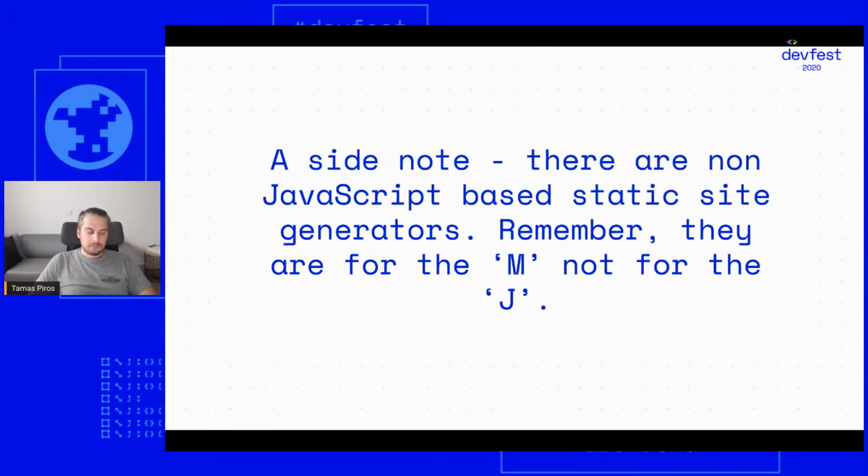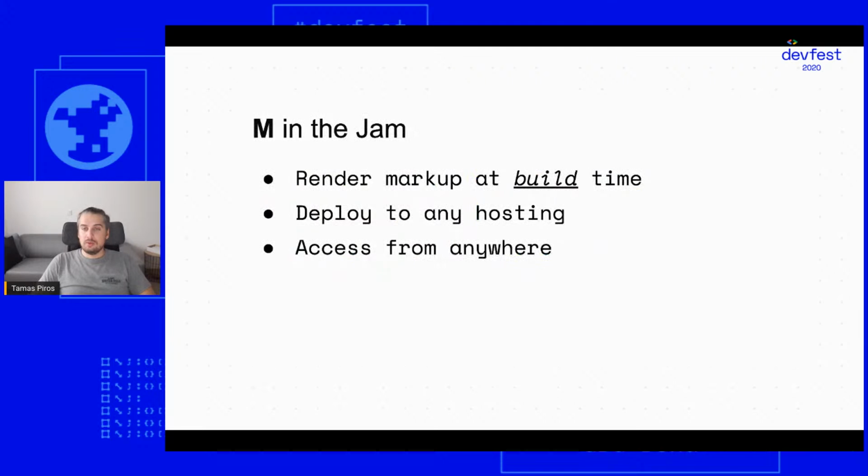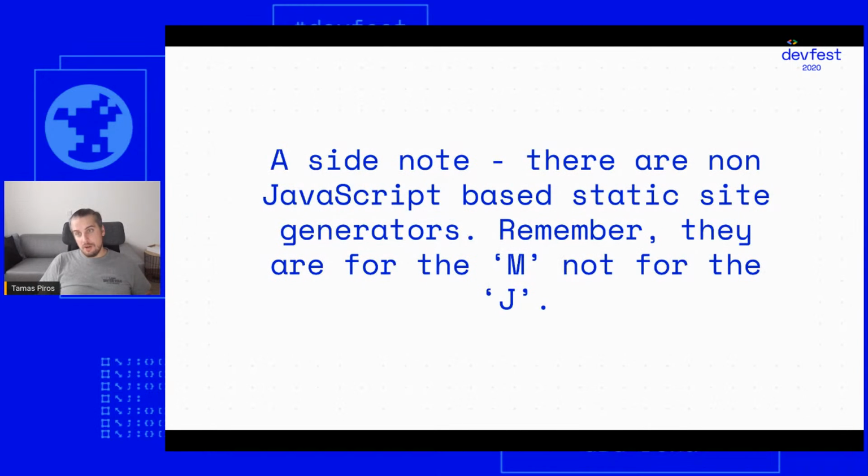So there are JavaScript-based static site generators, and there are non-JavaScript-based static site generators. And by static site generators, I mean some sort of a tool that will render our markup at the build time. That is a very vague description of what a static site generator is. The sole purpose of a static site generator is to render some static pages based on our logic. And there are JavaScript-based ones, and there are non-JavaScript-based ones.